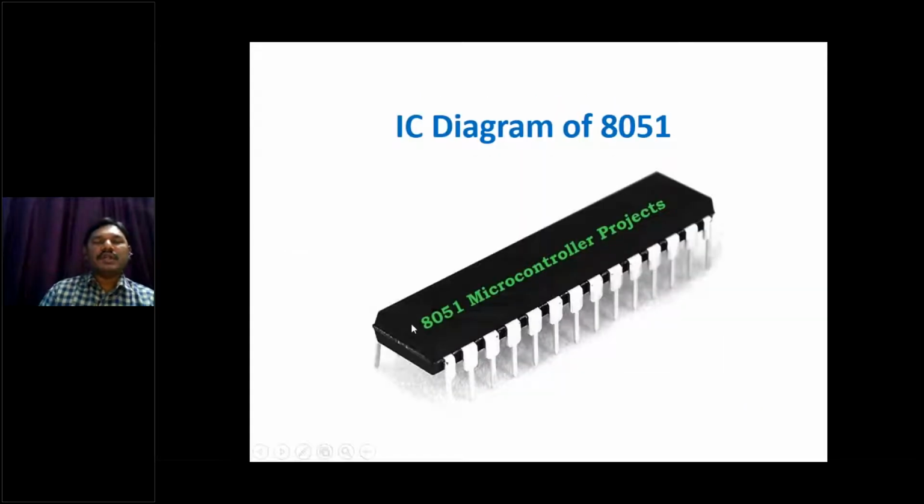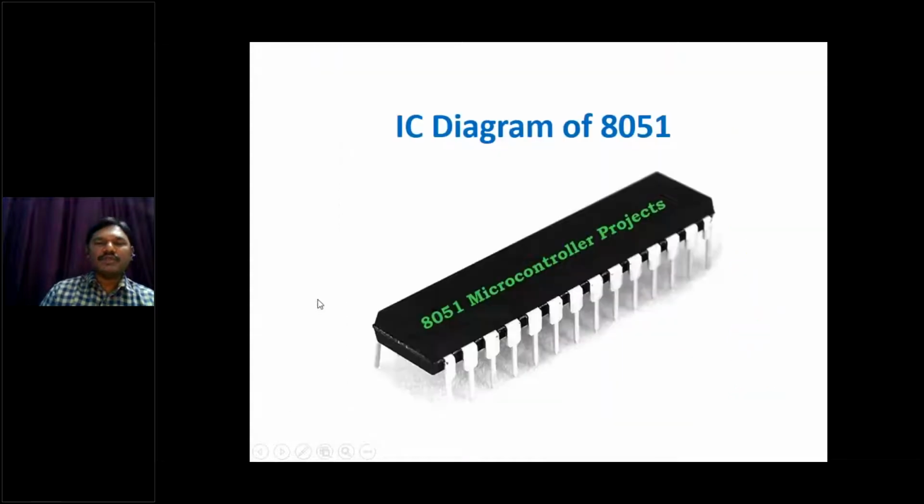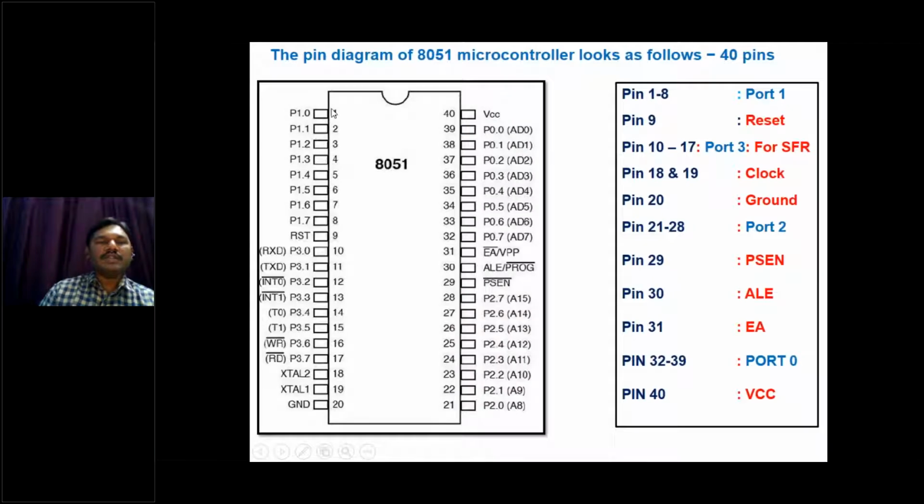So this is also one diagram, the pin diagram of any IC. It looks like this, and it has four types of pins: input pins, output pins, control pins, and power supply pins. Right. So 8051 is also packed into a single chip, and this chip has 40 pins. Through these 40 pins only, we are going to operate this 8051 block diagram. Okay. So here out of 40 pins, pin number 1 to 8 is called port 1.